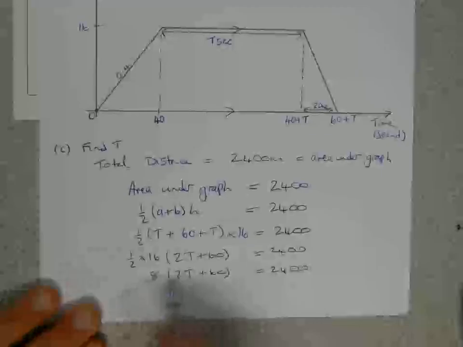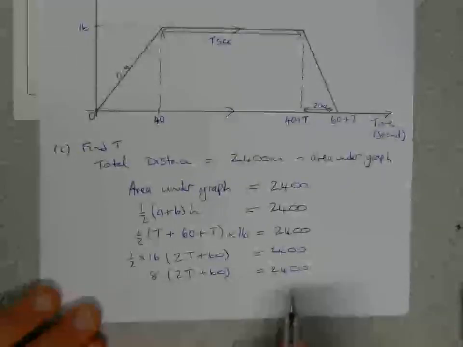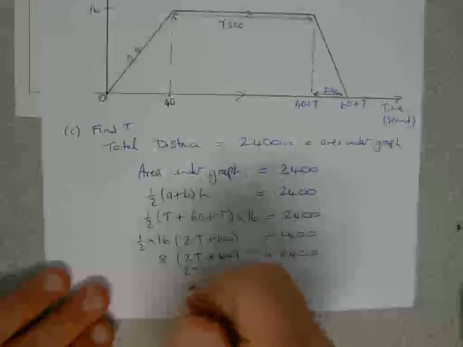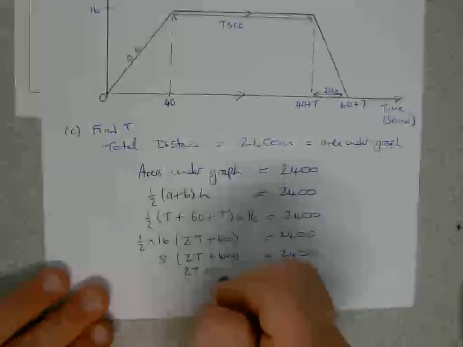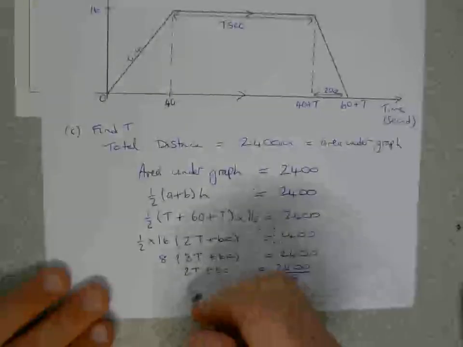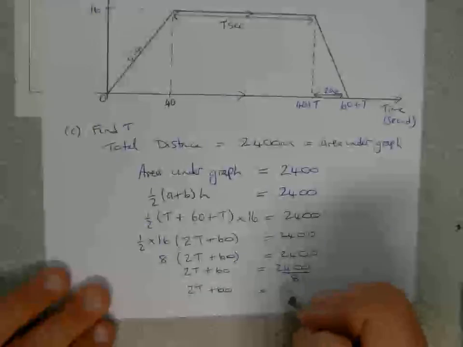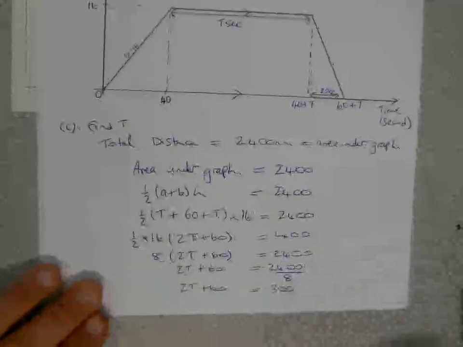Now you could multiply through the bracket by 8. So you'd have 16t plus 480, I think, if you times through by 8. Or you could take that 8 over and divide. Maybe that's what I'll do. Because you're timesing 8 by that bracket, take it over and divide by 8. So you get 2t plus 60 equals 2,400 divided by 8 is 300. You can check that on your calculator.